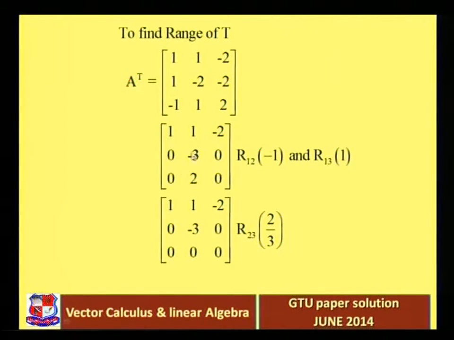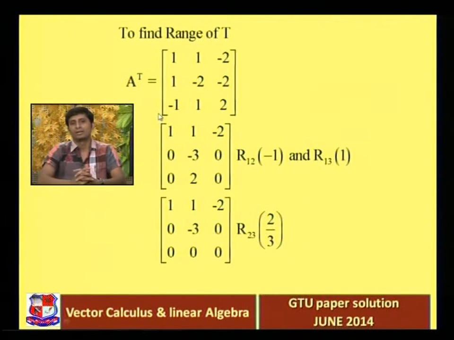Now to find range of T, so A transpose is equal to 1 1 minus 2. Now how do we find range of T? There is one important theorem that from the standard matrix for linear transformation T, the null space of the standard matrix is exactly the kernel of T, and the column space of the standard matrix is exactly the range of T.